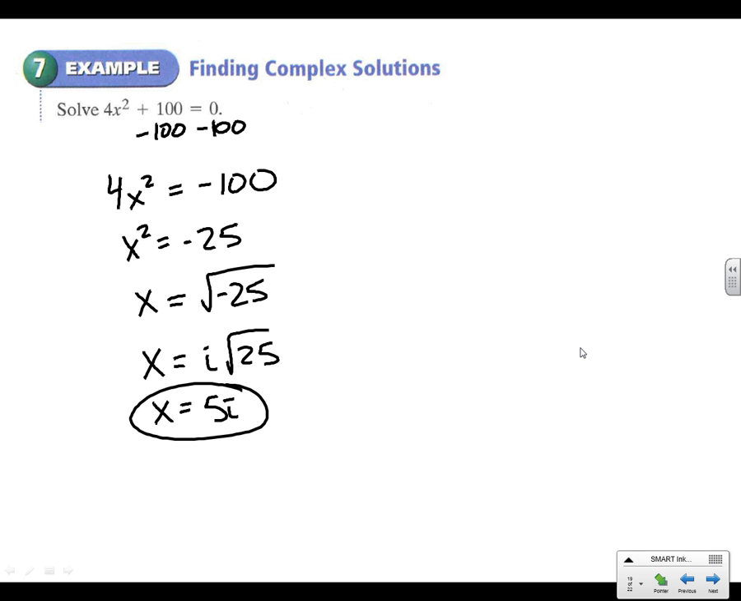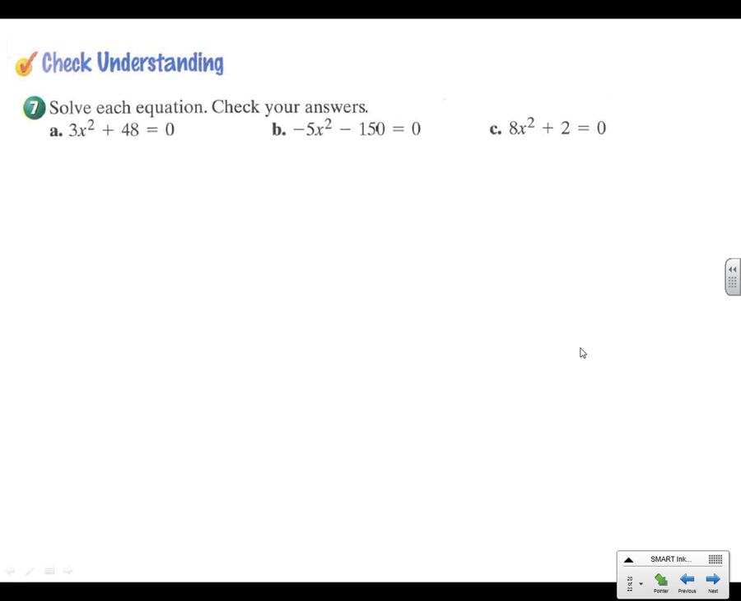Now on this, remember that when we do square roots, we can do plus or minus. So we're going to have plus or minus 5i, right? Because we should have 2 solutions here. And so we have a positive one and a negative one. All right, so get answers for A, B, and C.